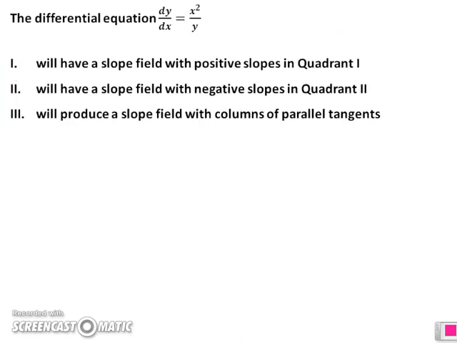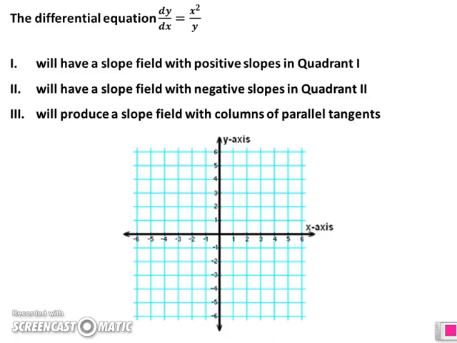We have our differential equation, x squared over y. We have slope field with positive slopes in quadrant 1, negative slopes in quadrant 2, columns of parallel tangents. Well, we can say this one's out for sure because it has x and y in it. So it's not going to have any kind of rows or columns pattern. So let's draw some pictures again. Think about plugging in numbers now. Okay, so we have x and y points.